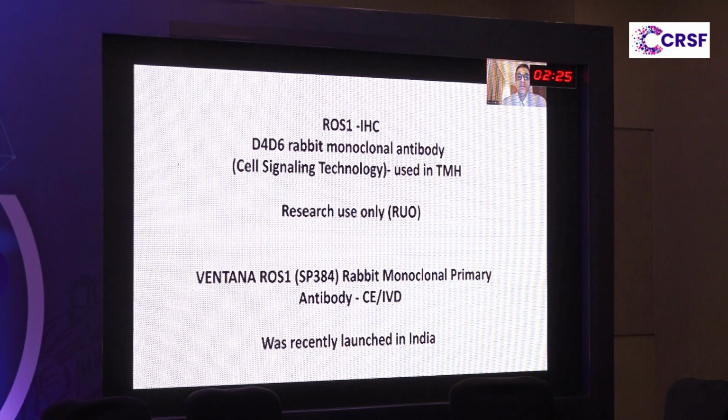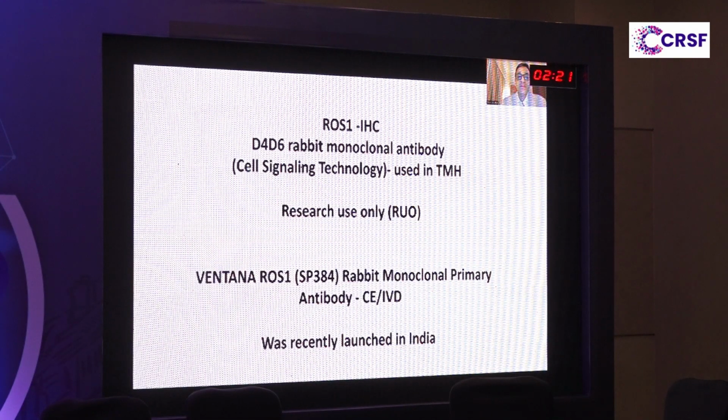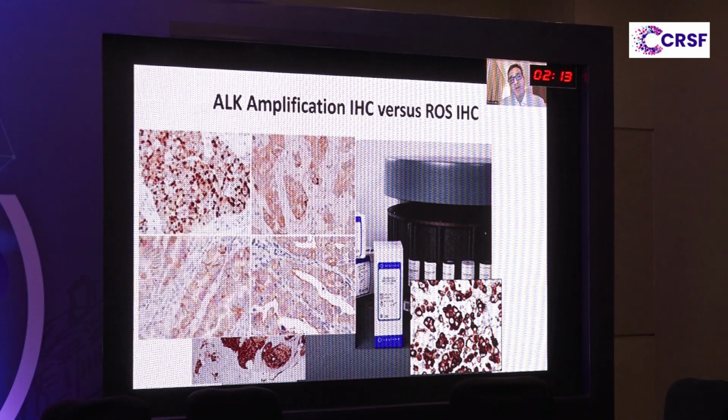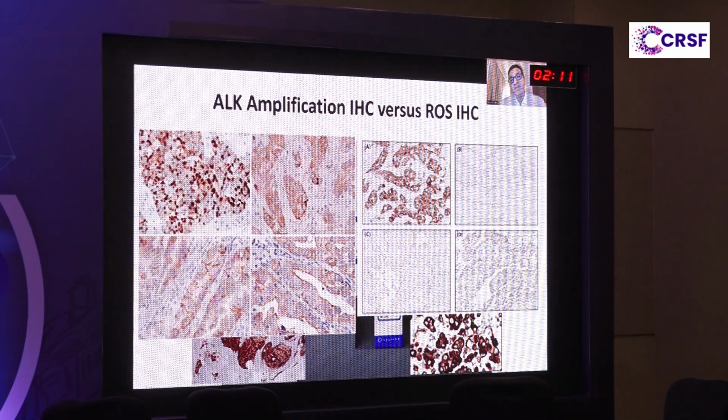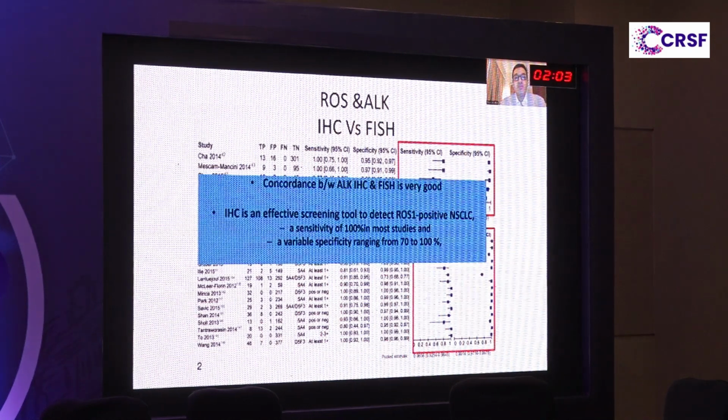ROS is another common biomarker which is being tested by using IHC, and these are the two common clones which are available. But as compared to the ALK IHC, the ROS IHC can show a variable pattern of staining, as well as the staining can sometimes be very weak or faint. And if you see the concordance between the ROS FISH and IHC, as compared to ALK, although the sensitivity is quite good, the specificity is very variable.